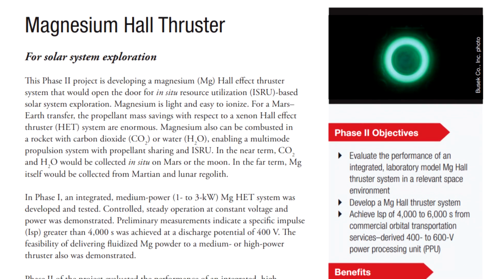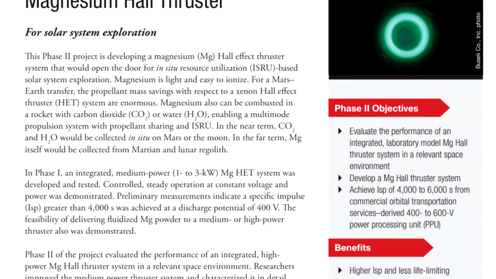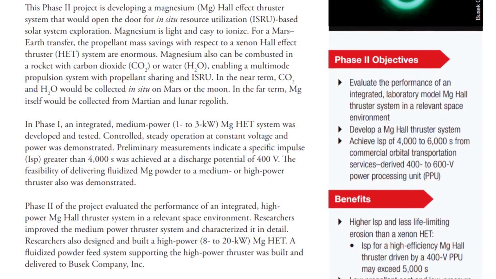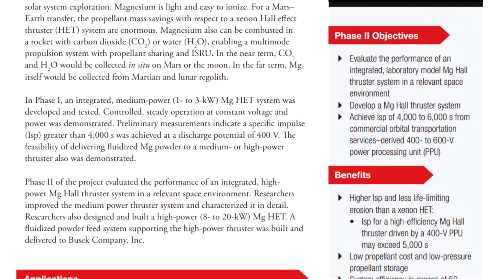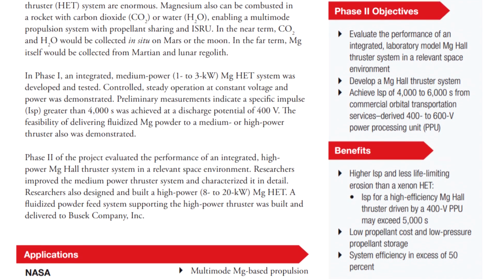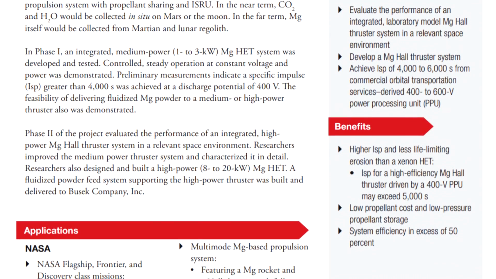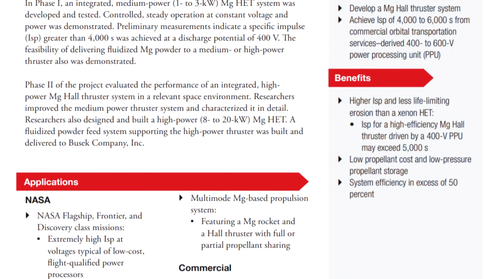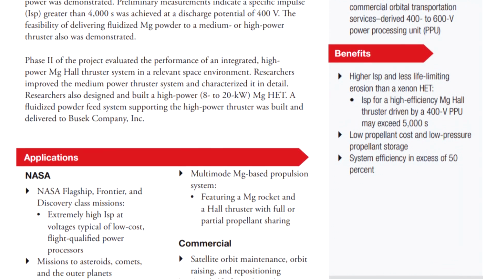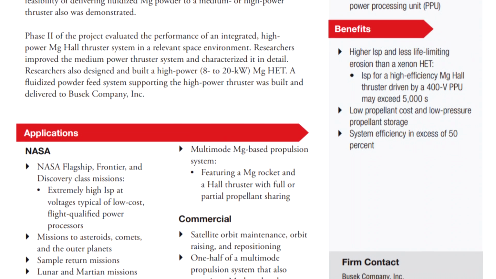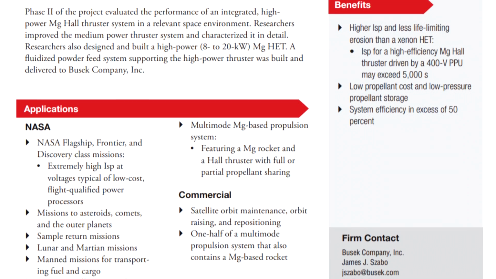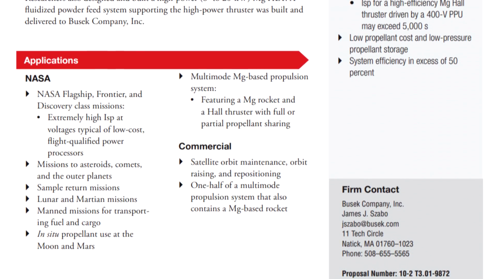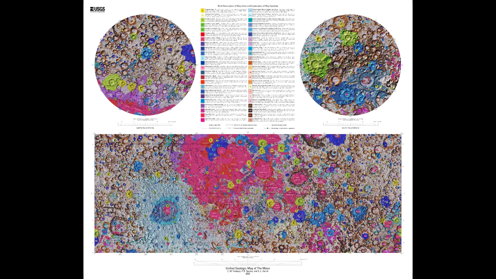I'm not sure it's been built, but I know that Busek, who make regular Hall effect thrusters using xenon and krypton, have demonstrated, or at least talked about this. With magnesium, you can get a specific impulse of about 4,000 seconds. That means the exhaust velocity is 40 kilometers per second. So losing 2 kilometers from the moon's gravity isn't such a big deal. And with that very high performance, you would only need about 2% of the mass of the moon to do this.